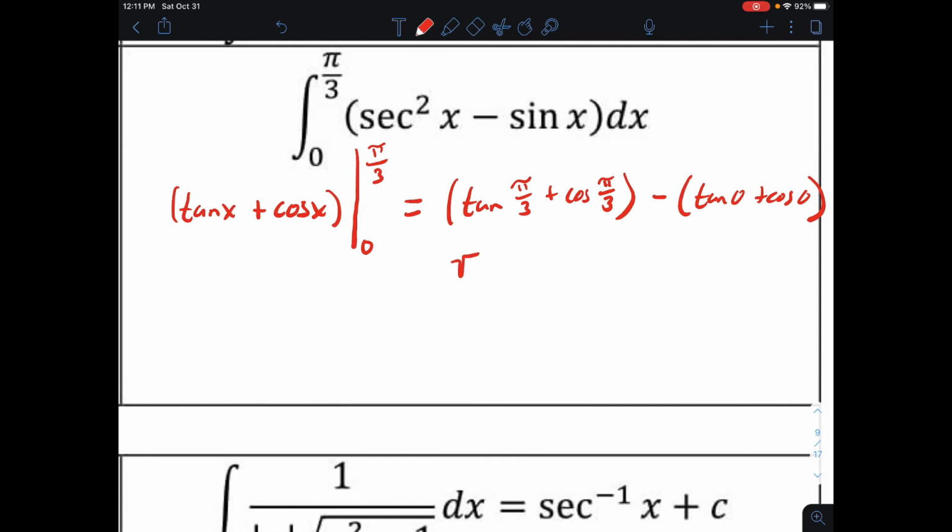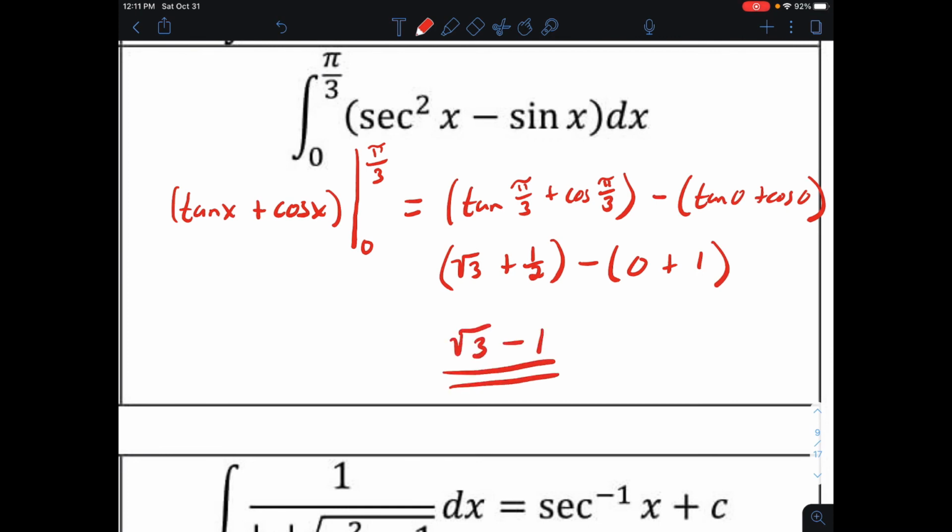Tangent of pi over 3 is the square root of 3. Cosine of pi over 3 is a half. So that's the first part. Minus tangent of 0 is 0. Plus cosine of 0 is 1. And we wind up getting just the square root of 3 minus 1.